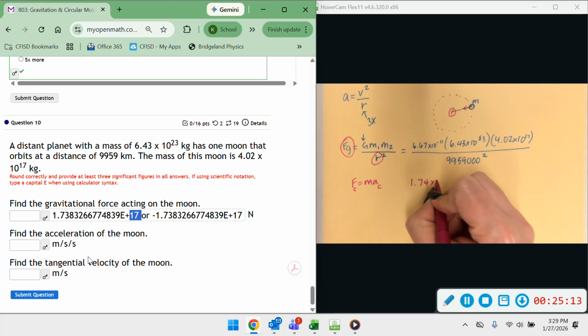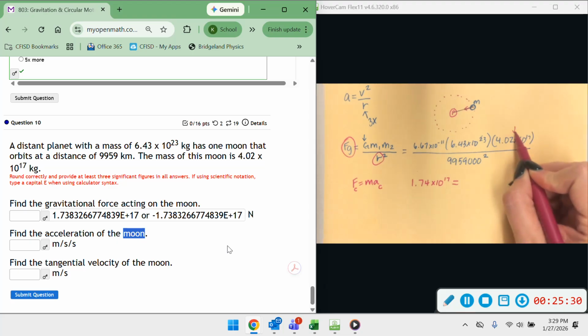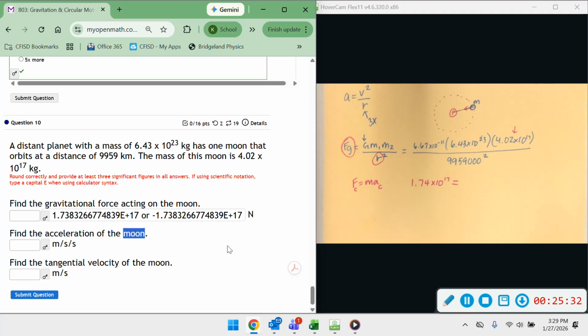1.74 times 10 to the 17th. And I can set it equal to mass times acceleration and then solve for acceleration. But which mass? I have two masses here. Well, it wants the acceleration of the moon, so we need to use the mass of the moon. Of these two numbers, it's the smaller one. It's that one right there. You can see it in the question too.